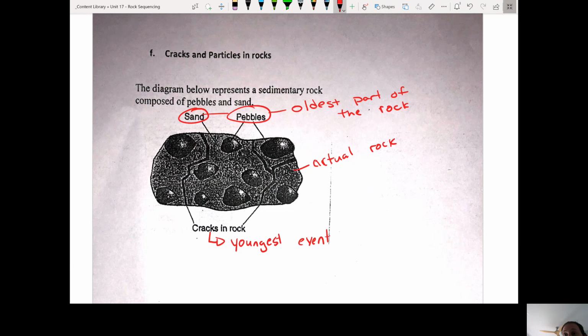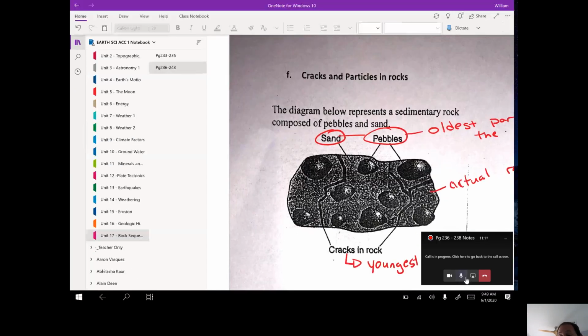In this example. So that is our lesson on interpreting rock layers. We're going to get more in depth as we go along, but I just like to introduce a little at a time.